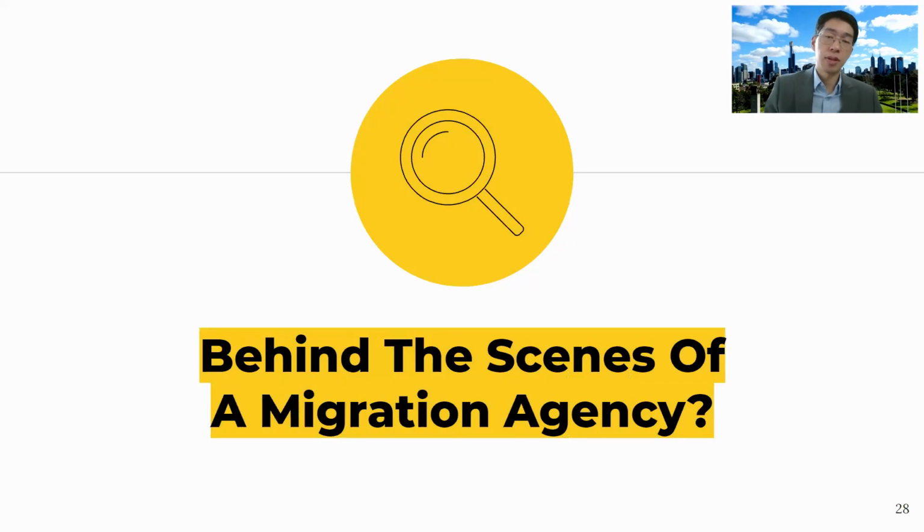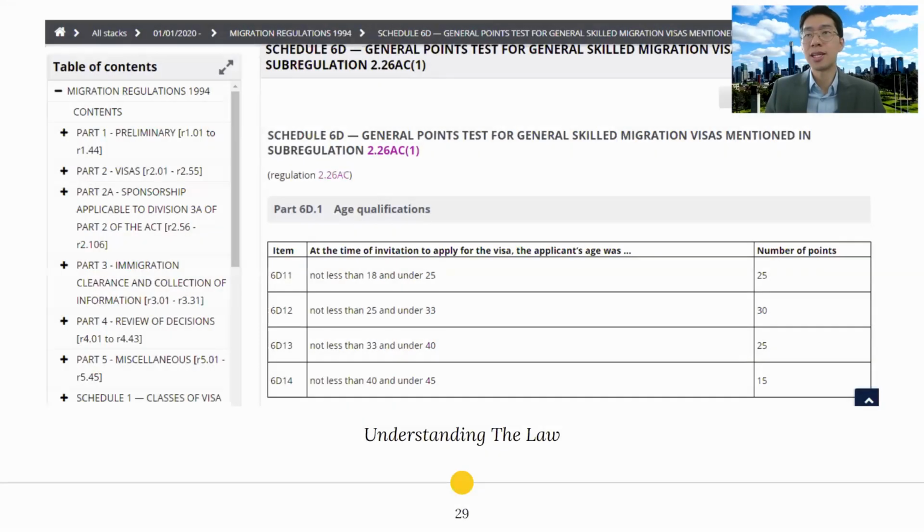Now, behind the scenes of a migration agency or what we do, a lot of people ask, where does a migration agency or migration firm come in? And primarily, it's really about understanding the process, because ultimately this is a legal process. So understanding the law. What you see on screen is a screenshot of Australian migration law. It's more complicated than you think.